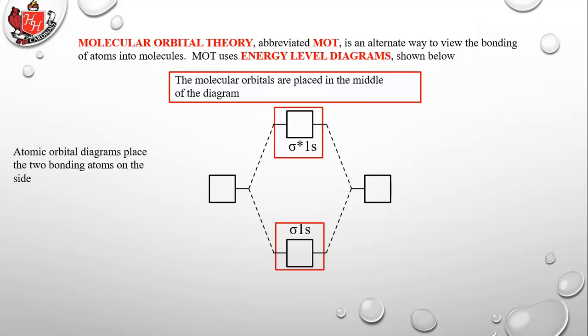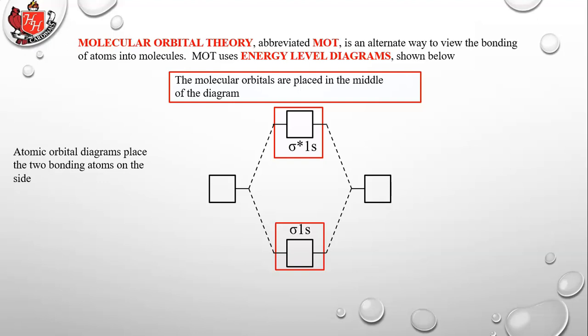The one up above is called sigma star. It's an asterisk, but we call it sigma star 1s. If the electrons go up there, they're going to be at higher energy than they were in the individual atoms, and that means they're going to tend to not want to bond. It's possible it just makes the bond a little bit weaker, or it could be that they just don't bond at all.